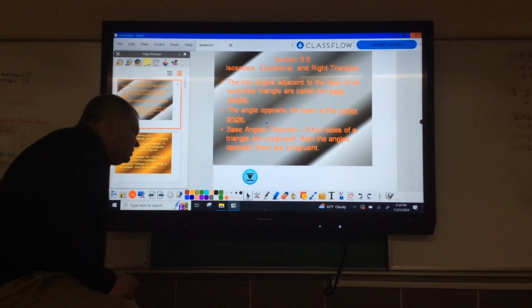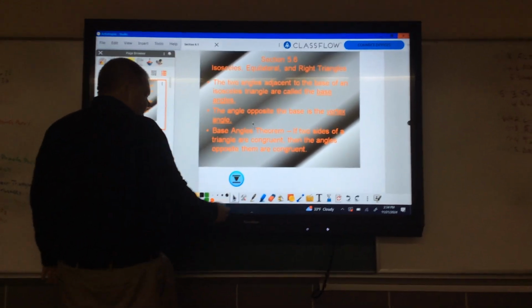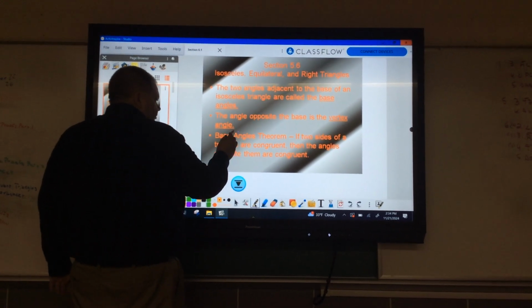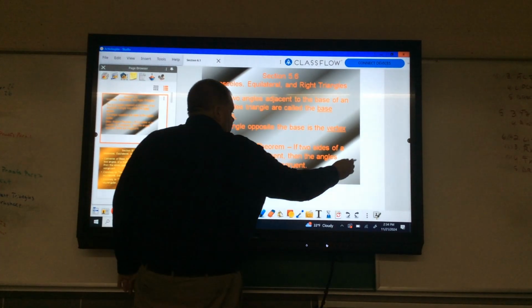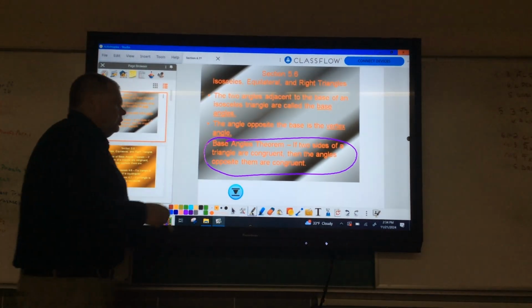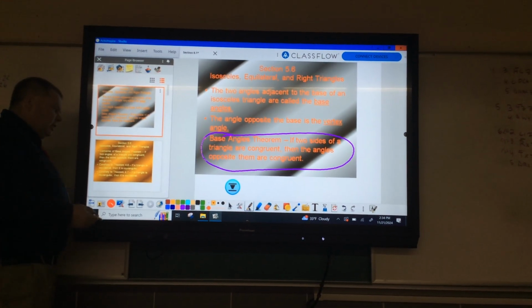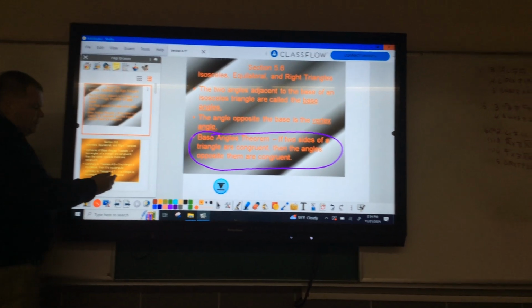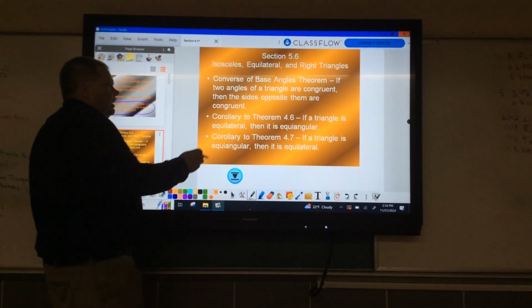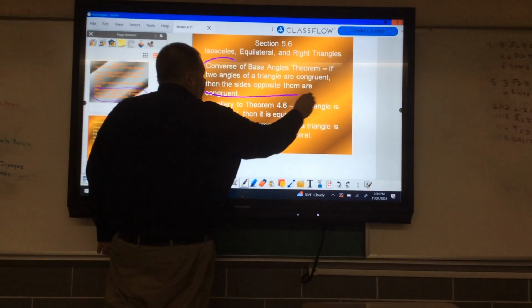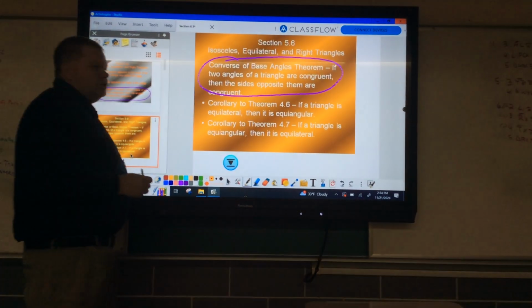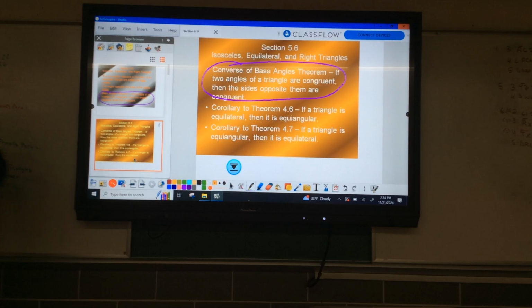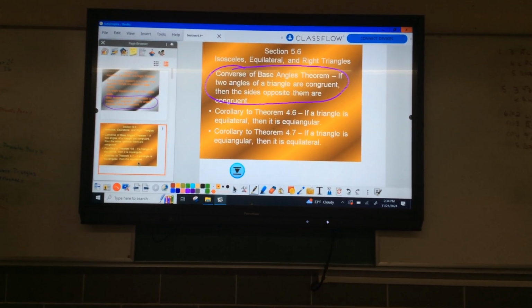Okay, the base angles theorem says if two sides of a triangle are congruent, then the angles opposite them are congruent. And then very similarly to that, there's also a converse to this, which states that if two angles of a triangle are congruent, then the sides opposite them are congruent. So when you have two sides congruent in a triangle, there are going to be two angles that are congruent as well.